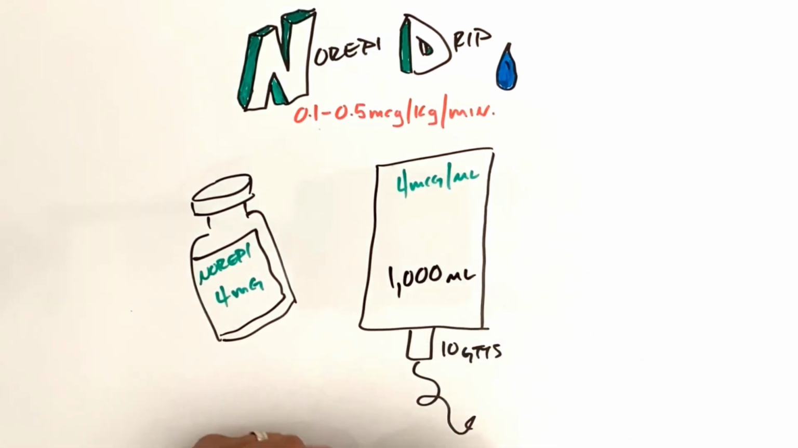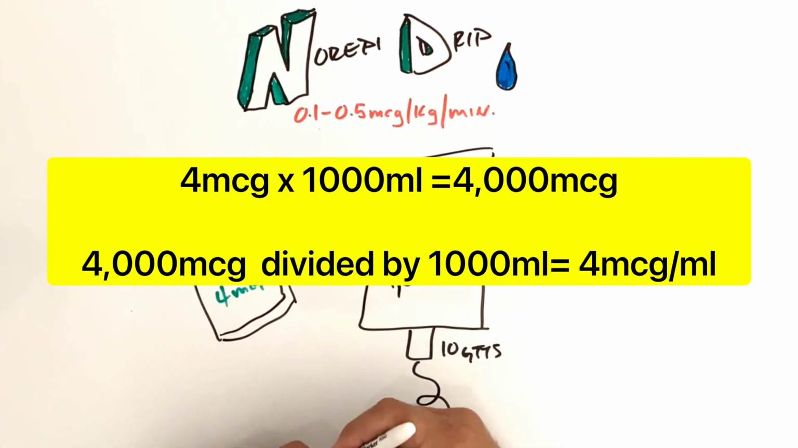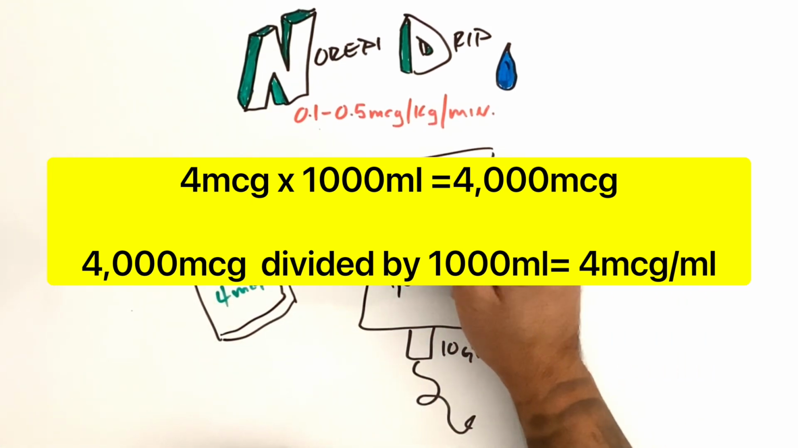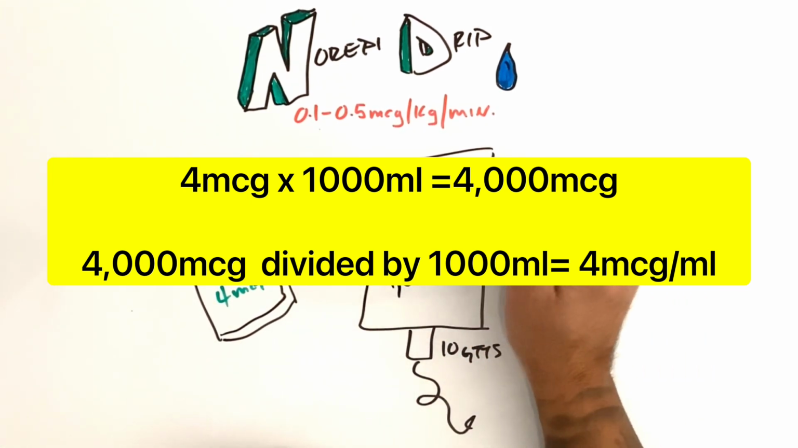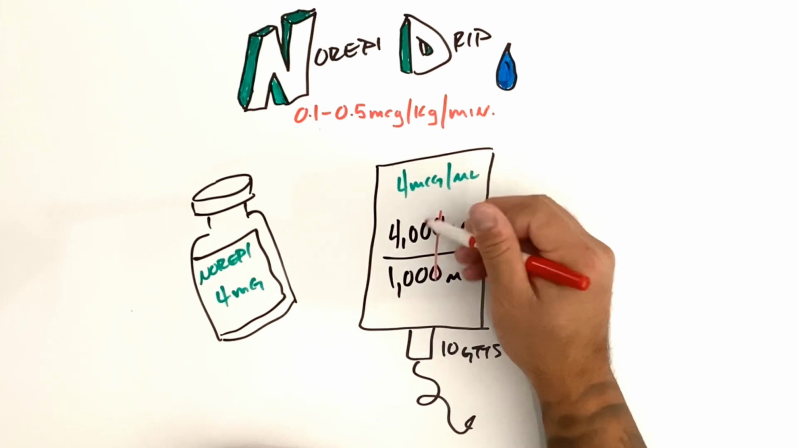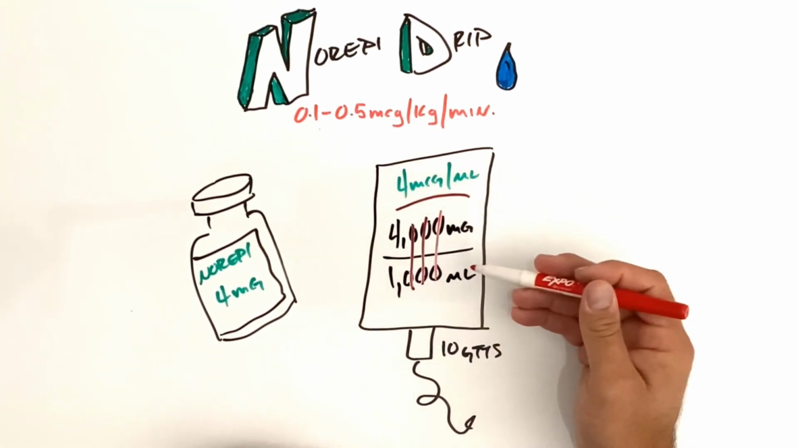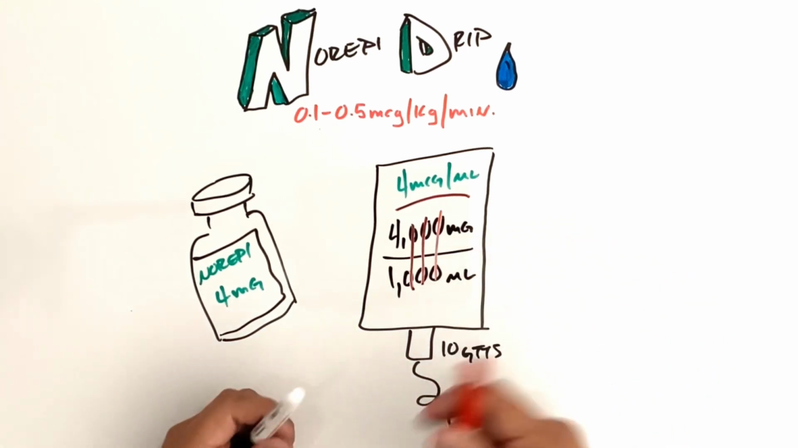So how do I get that? Anytime you want to identify the amount of drug inside of a bag, all I have to do is take my 4,000 micrograms, and I'm going to divide it by my volume, which is 1,000 mLs. So if we divide 4,000 by 1,000, it's obviously going to be 4. So that's where our 4 micrograms per ml comes from.